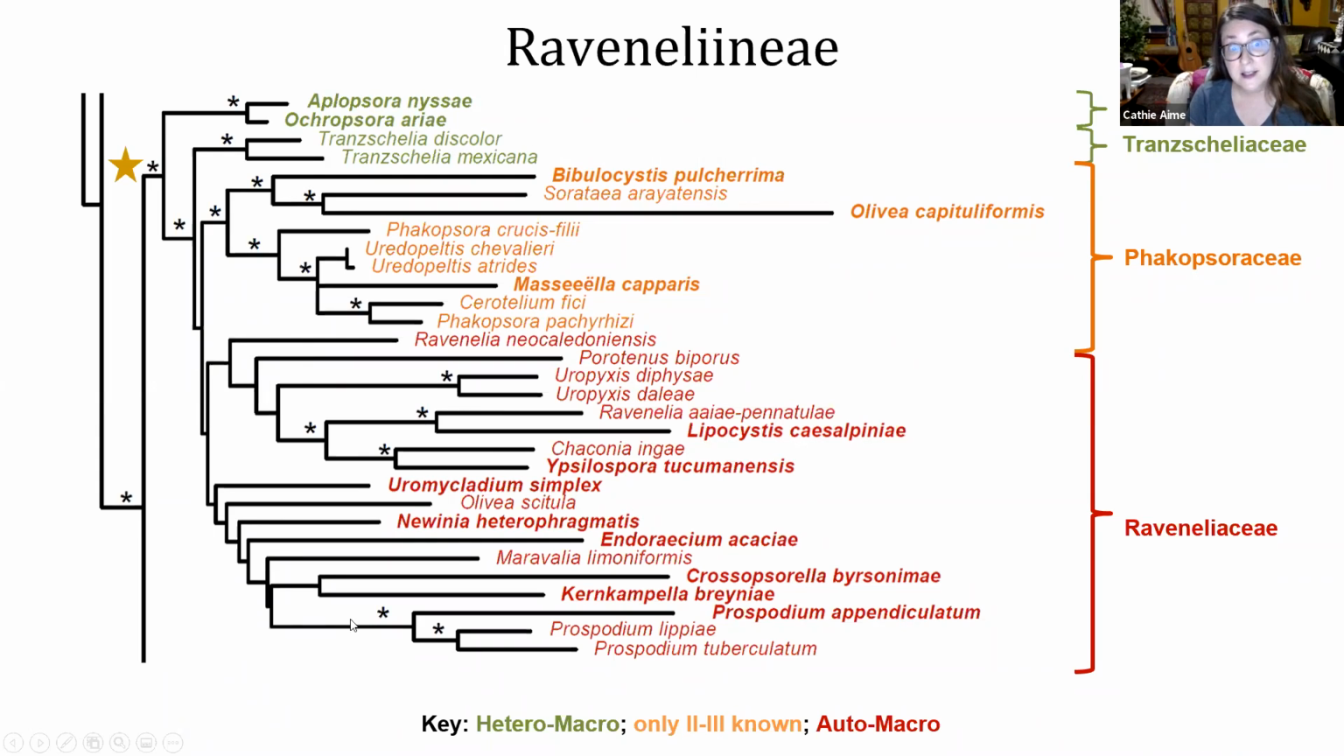And then we get to this family right here, the Raveneliaceae, and this is an autoecious macrocyclic family. What does that mean? It means it produces all 5 spore stages, but on the same host. It doesn't host alternate. So how do you put all this together?